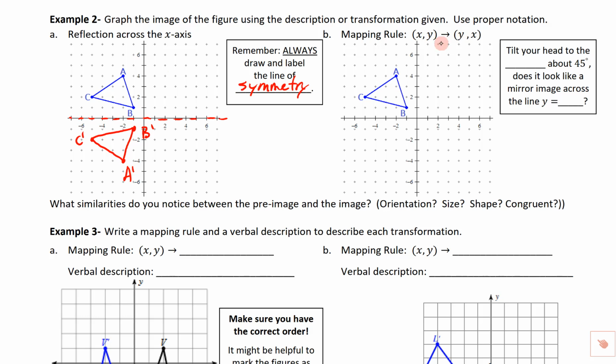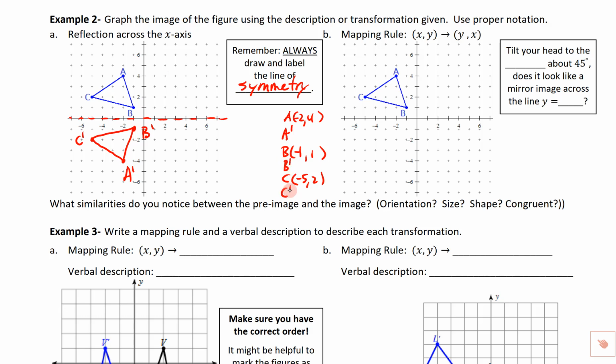So I'm going to do this a couple different ways. You may remember what happens here. So I'm going to take the A and I'm going to list what coordinates A are. So the coordinates for A are -2, 4. And the coordinates for B are -1, 1. And the coordinates for C are -5, 2.